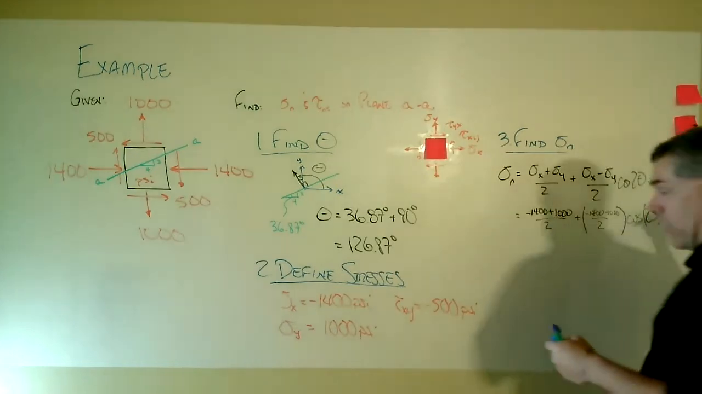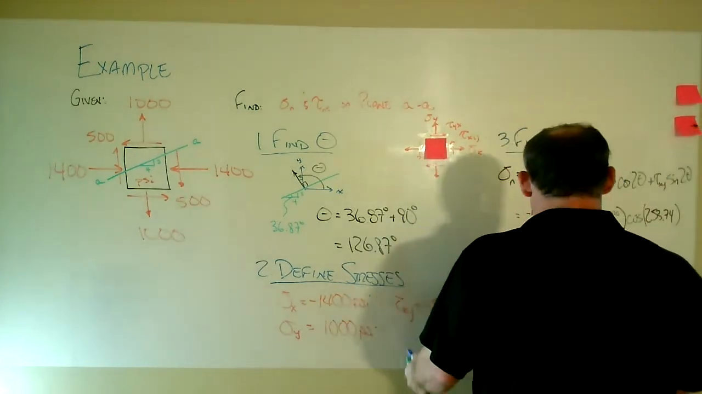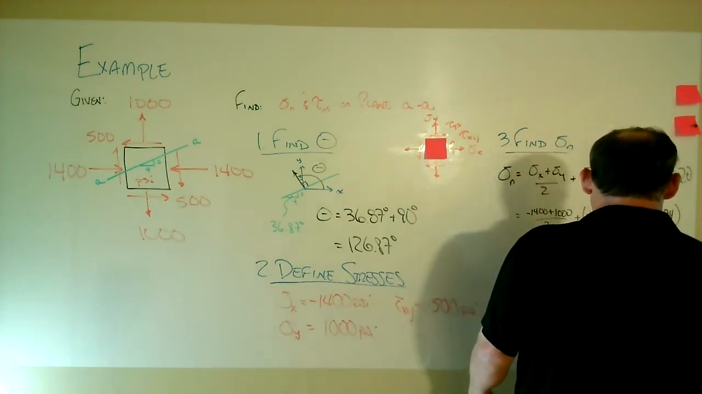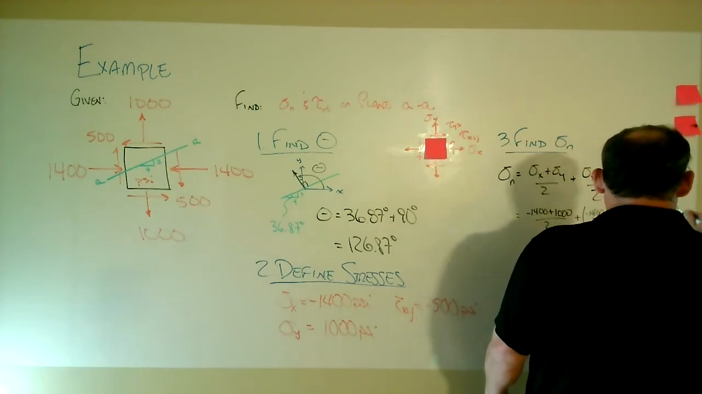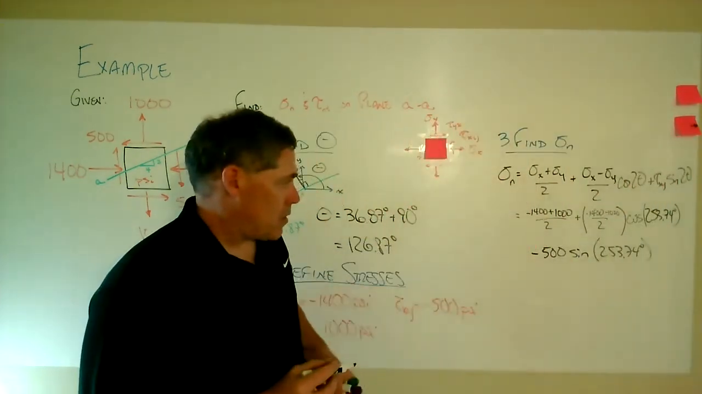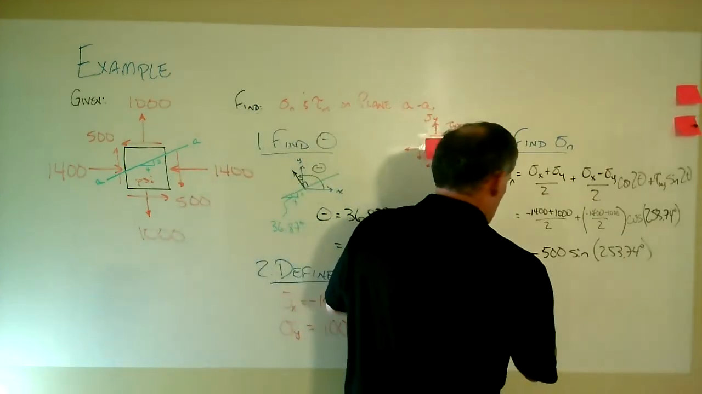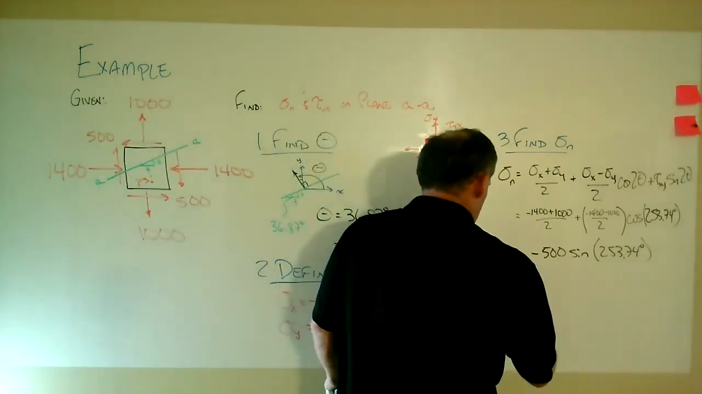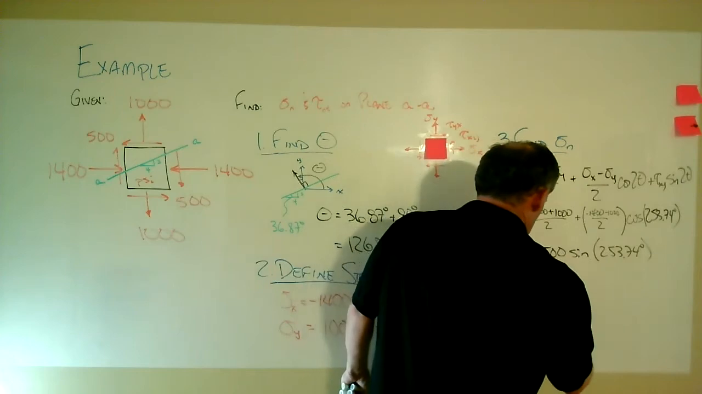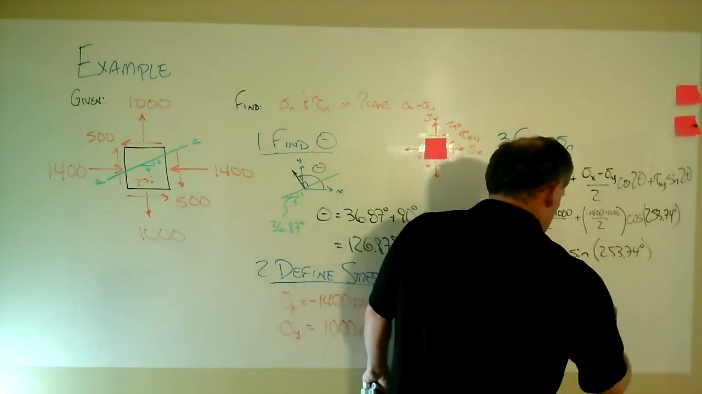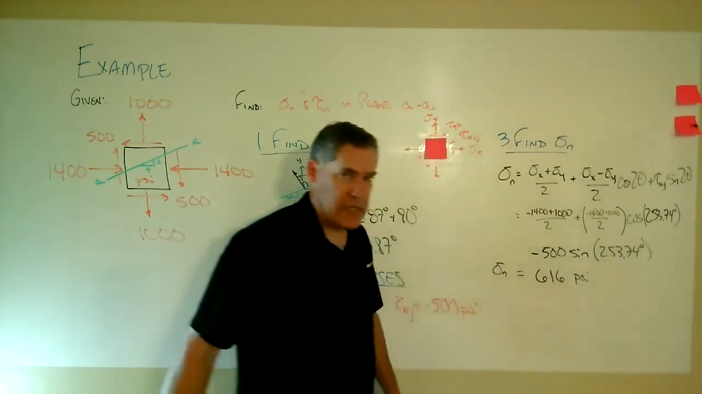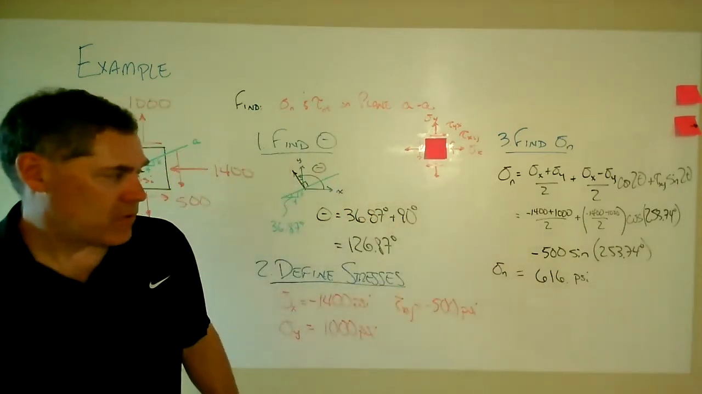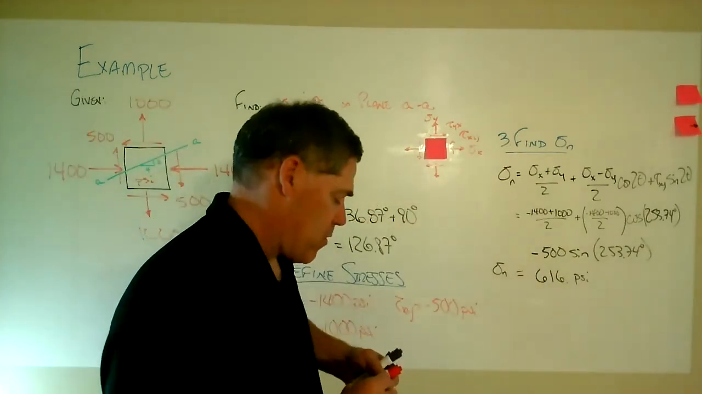And then plus tau xy, but tau xy is a minus value, it's minus 500, times sine of the 253.74, which was already the double angle, right? So sigma n, when we do all the math, is going to be a positive 616 psi, and that's darn near exact, 616.000, and so on and so forth. That's your normal stress value on that plane.